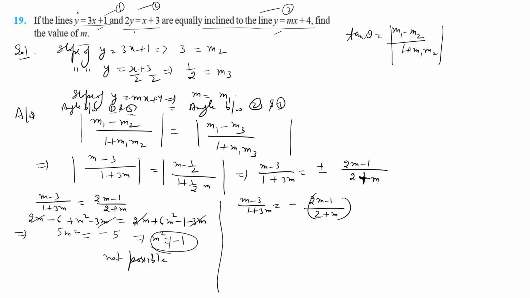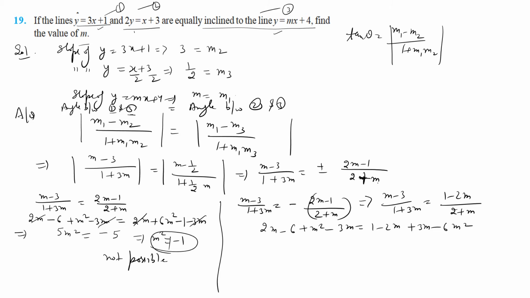Okay, now case number 2 is, let us cross multiply, and you can even make it simpler if you are not comfortable with this negative sign. You can just equate m minus 3 upon 1 plus 3m with 1 minus 2m upon 2 plus m. Cross multiply. So 2m minus 6 plus m square minus 3m is equal to 1 minus 2m plus 3m minus 6m square.